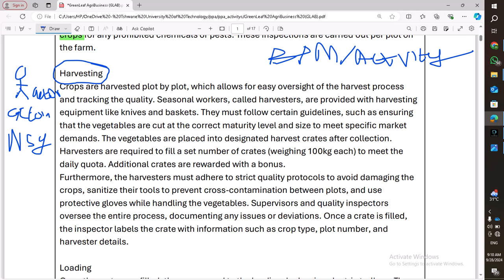You have to make something that makes it easy for someone reading your diagram to understand what it is all about. Here, they gave us the easy name: the name of the system is harvesting. So we are not struggling to find the name of our system.